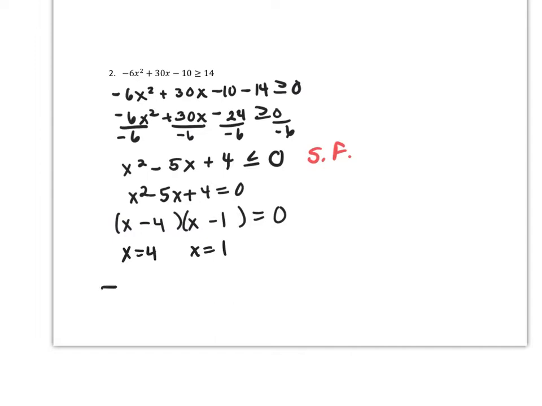So now what I do, I draw a number line, and I put my critical numbers on here, 1 and 4. And I want to check now to see if the intervals give me positive or negative numbers. So I'm going to take 0, which is in this far left interval, and plug it in the factored form of this. So that's (x minus 4)(x minus 1) less than or equal to 0.